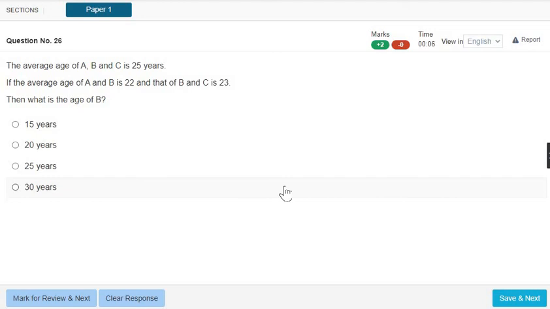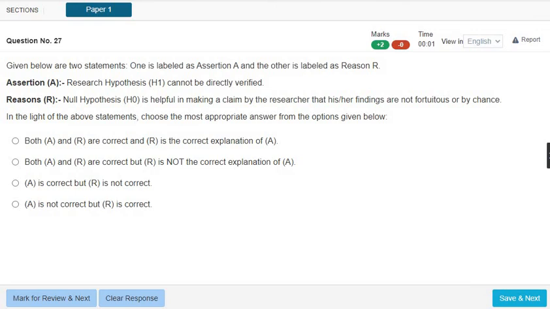The average age of A, B, and C is 25 years. If the average age of A and B is 22 and of B and C is 23, then what is the age of B? So the given answer is like 15 years. Okay.